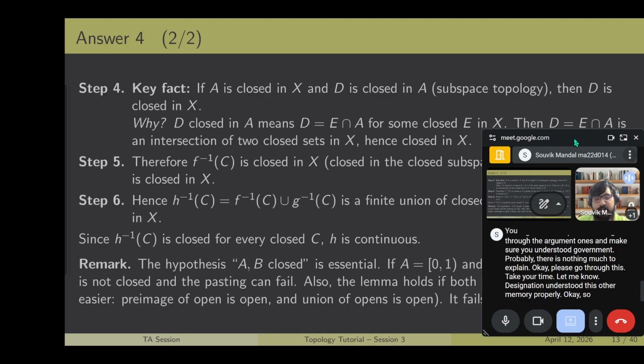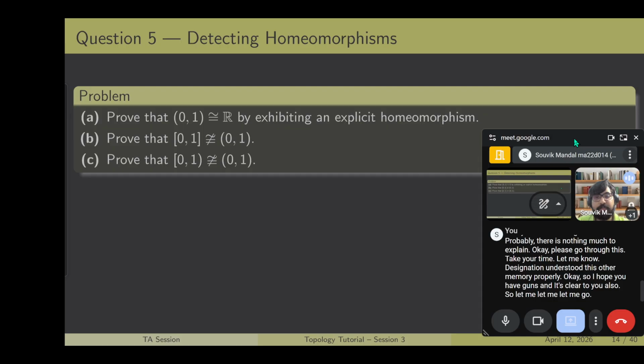Okay, I hope you have gone through the argument and it's clear to you also. So let me go to the next question. The next question is that we need to show that open interval (0,1) is homeomorphic to R by an explicit homeomorphism, and also we need to show that closed [0,1] and half-open [0,1) are not homeomorphic to open (0,1). Okay, that's what we need to show.